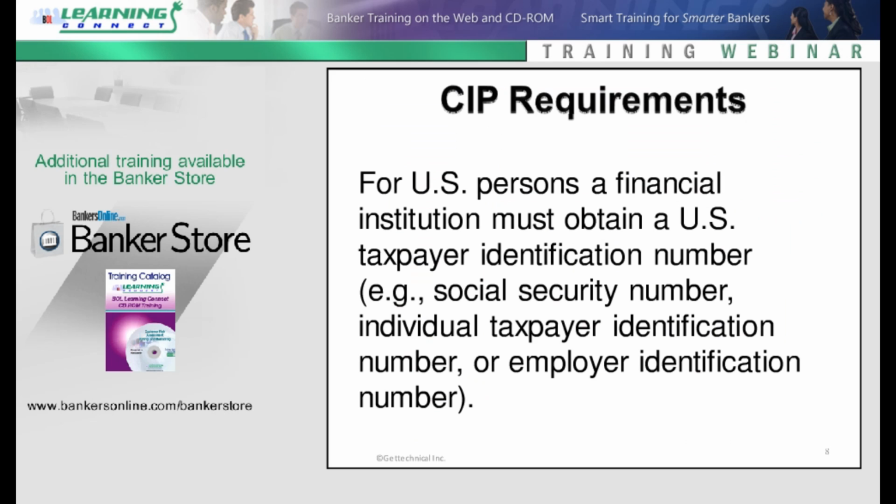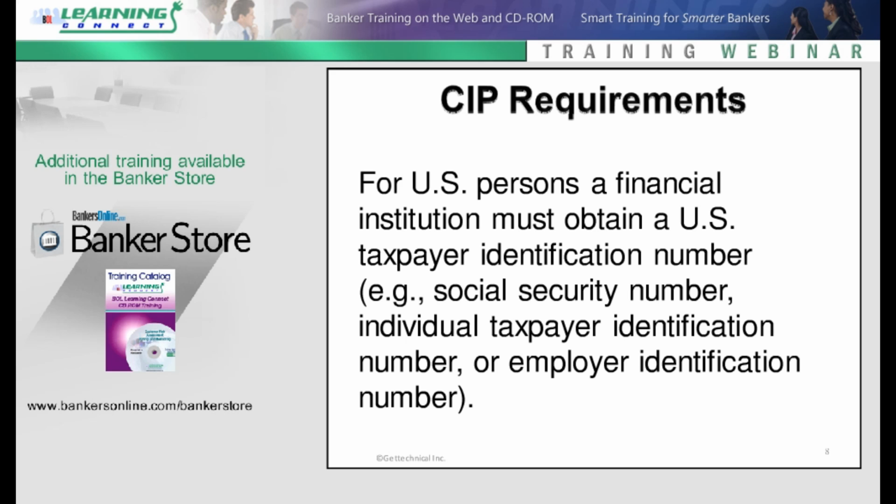So for CIP purposes, Customer Identification Program, remember this came out in the U.S. Patriot Act, Section 326, and in the Patriot Act, we had to identify our customers, maintain records on them, and consult the list of terrorists. So with CIP, it says that for U.S. persons, a financial institution must obtain a U.S. tax ID number, which would be a Social Security number, individual tax ID number, or an employer identification number.